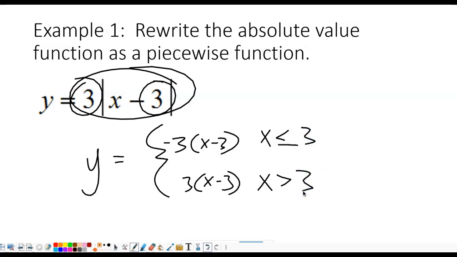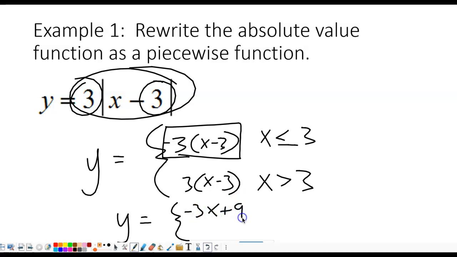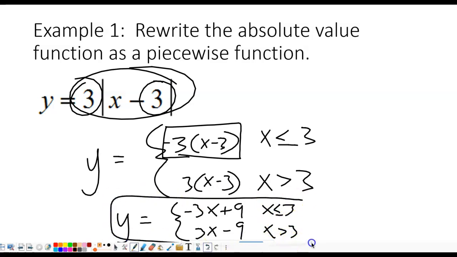So you can leave your answer like this if you want to, or you can simplify it. So I can distribute that negative 3 and get negative 3x plus 9 here and 3x minus 9 here, if you want to distribute. So this would be the most simplified answer right there. Okay. So these two functions here are exactly the same function.